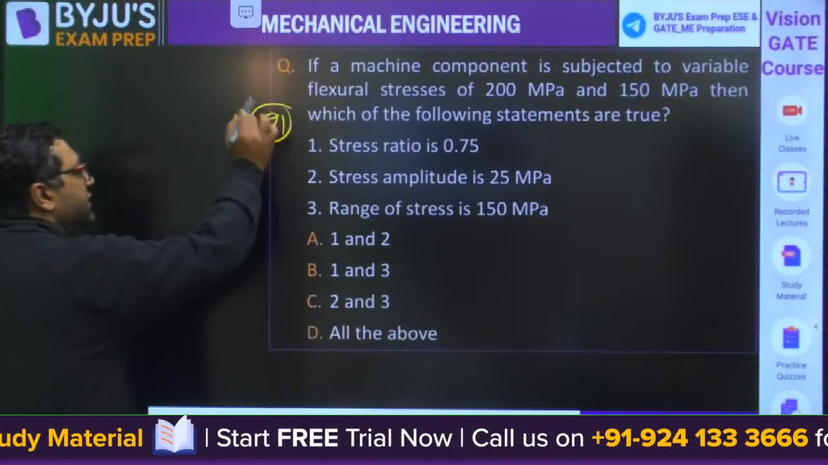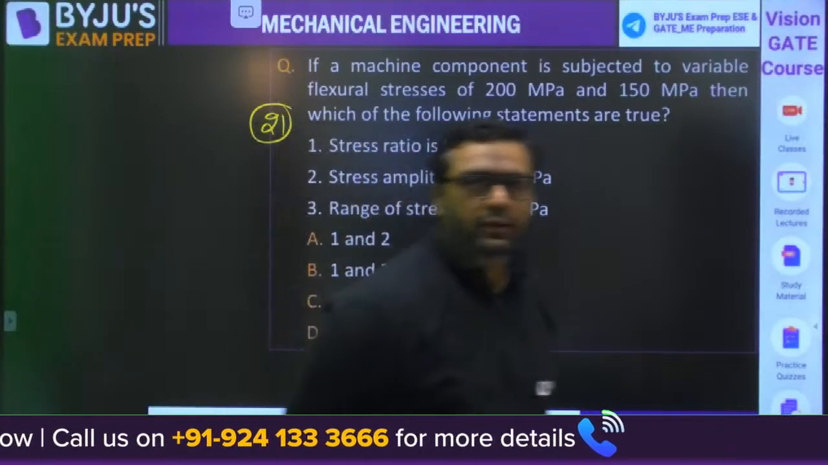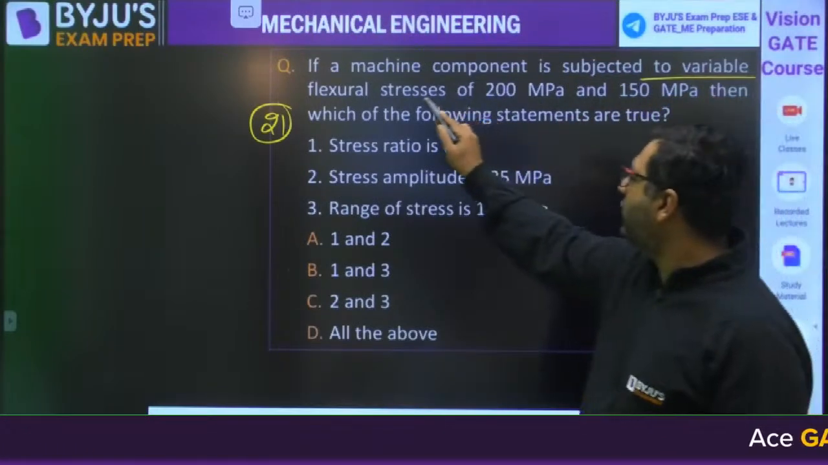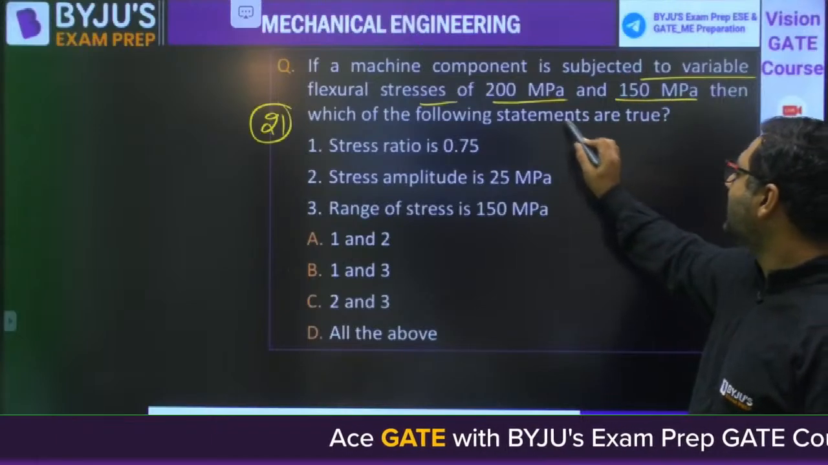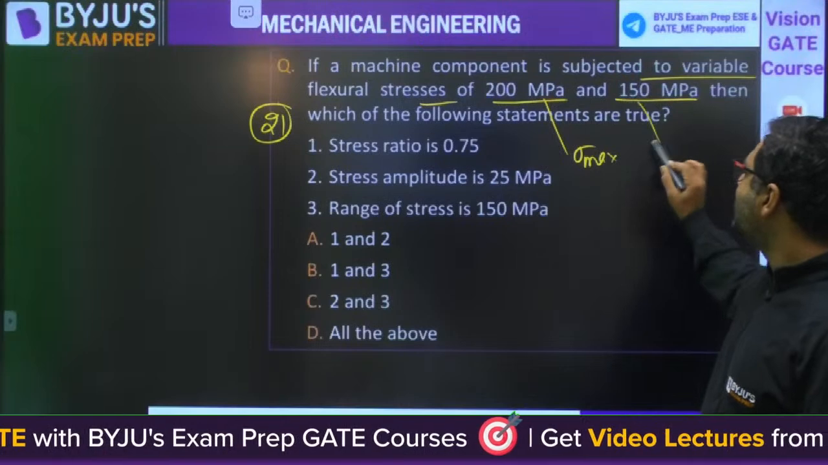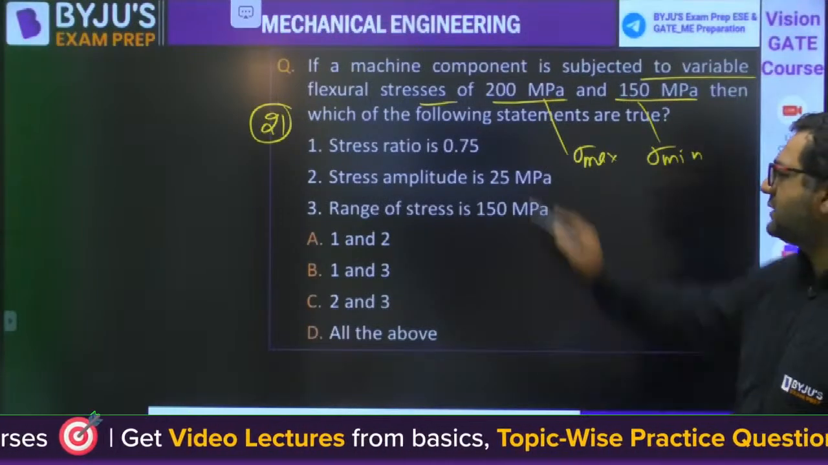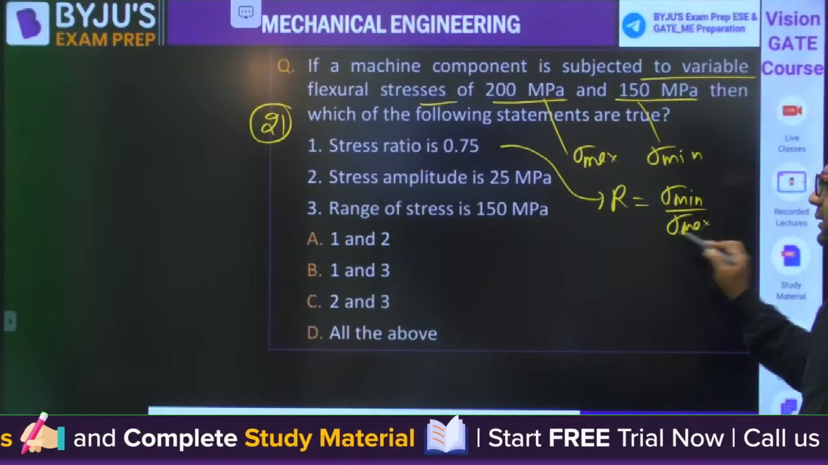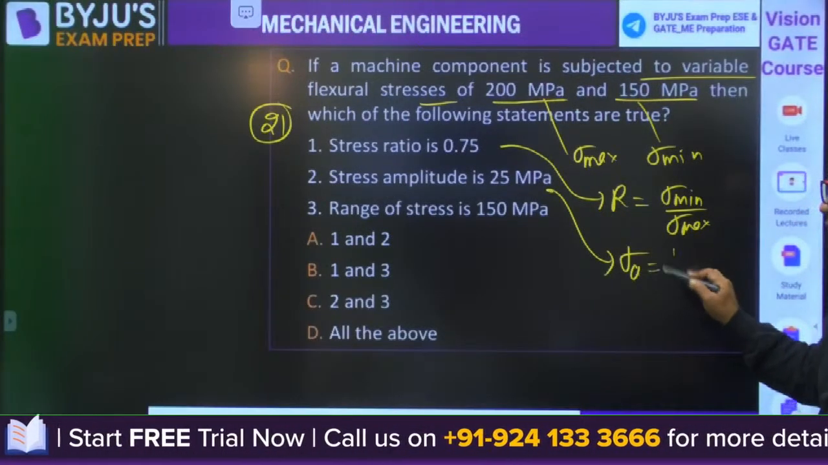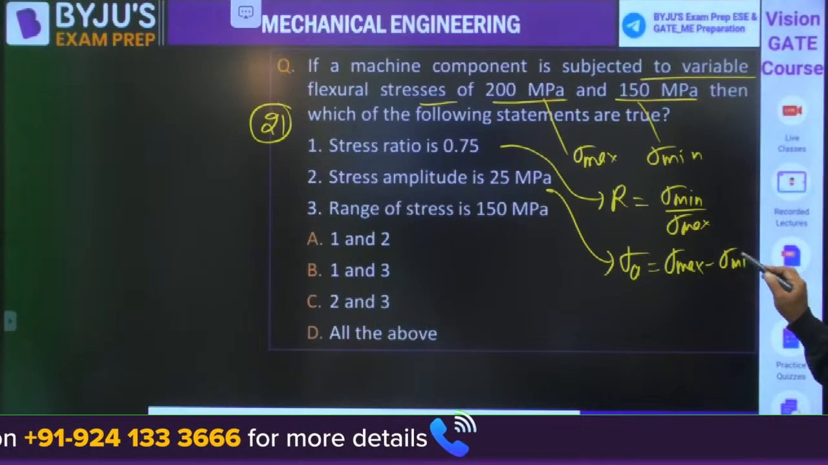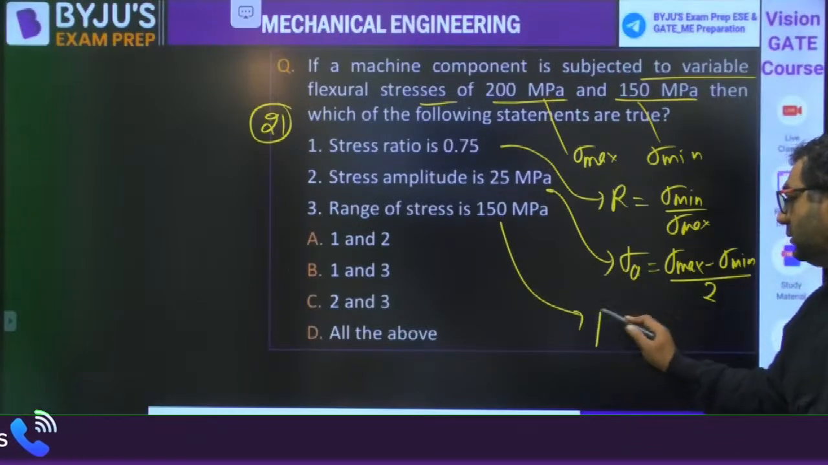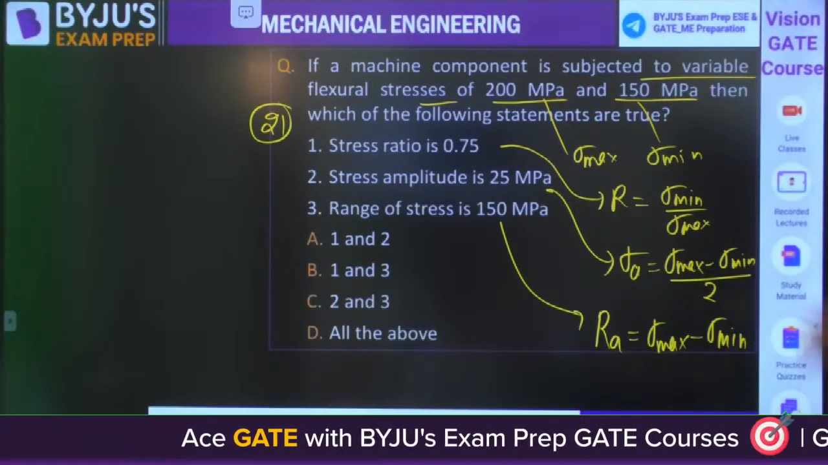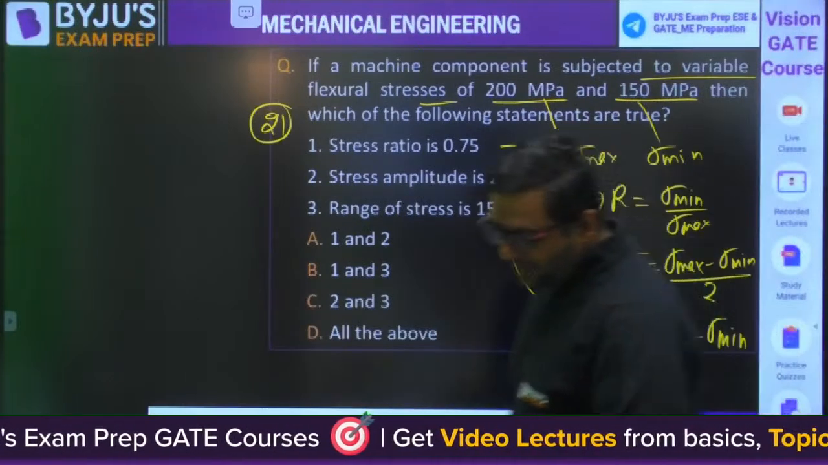This is from fatigue loading, machine design. In a machine component, it is subjected to variable flexural stresses 200 MPa and 150 MPa. So sigma max is 200. Sigma min is 150. Then which of the following is correct? Look, stress ratio is sigma min by sigma max. Stress amplitude is sigma max minus sigma min by 2. Range of stresses is sigma max minus sigma min. What would be the answer, guys?